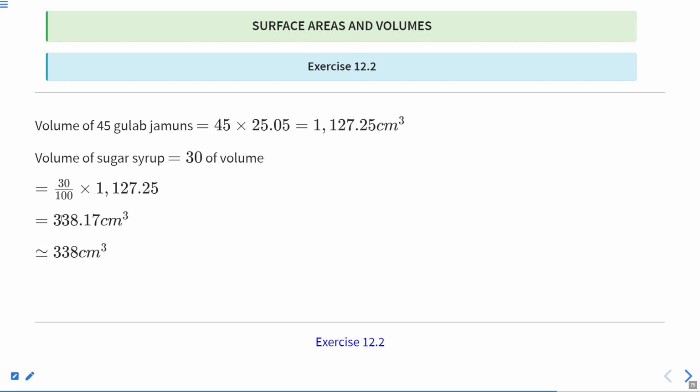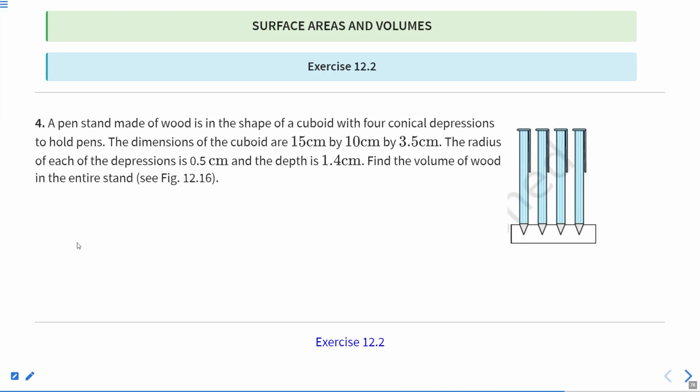Now the volume of sugar syrup is equal to 30% of the volume. So this is equal to 30 by 100 into 1127.25, and if we calculate it, then we get 338.17 centimeter cube. This is approximately equal to 338 centimeter cube. So the volume of sugar syrup is equal to 338 centimeter cube. Okay, now let us move to question number 4.